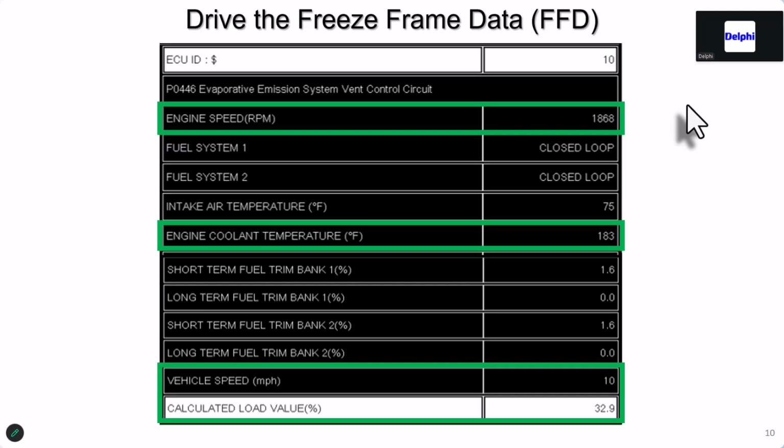So with whatever scanner you have, whatever smartphone you have, take a picture of it and save this information, because that's how you're going to want to drive the vehicle to verify your repair.